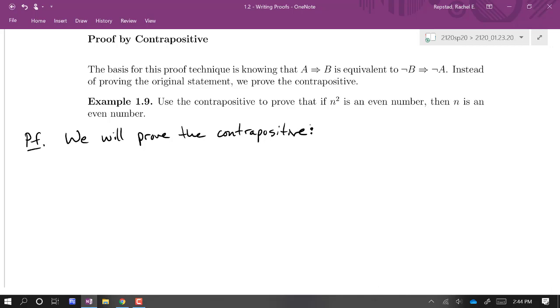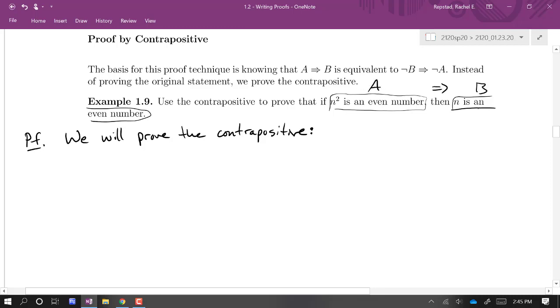What should be the contrapositive of if n squared is even, then n is even? That's the converse. If not even, n squared is not even. Yeah. So n squared is even, n is even, right? So here's our A implies B. So then not B is if n squared is not even, or if n is not even. If n is not even, yeah.